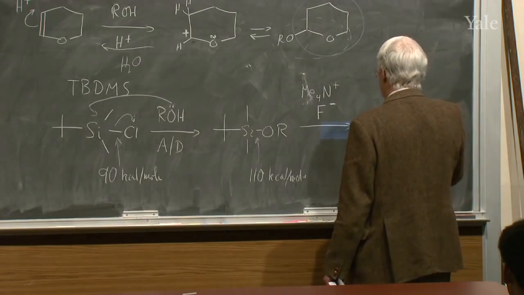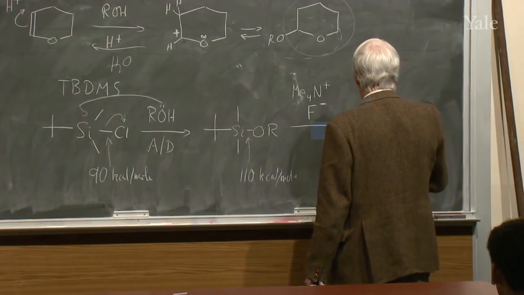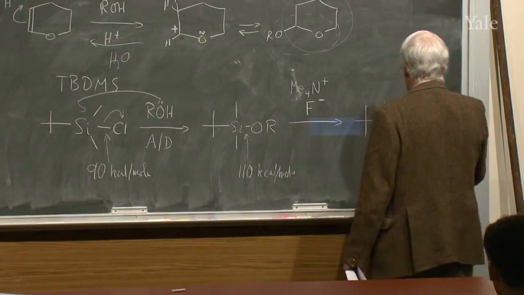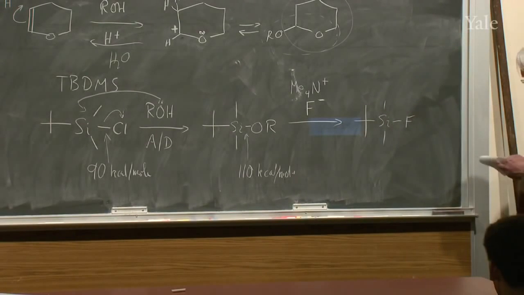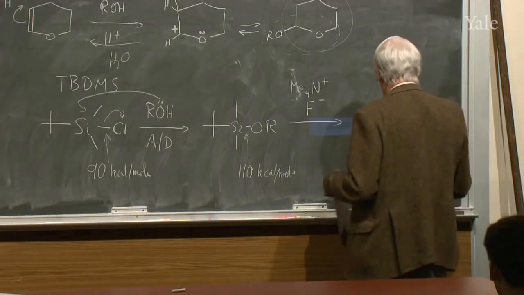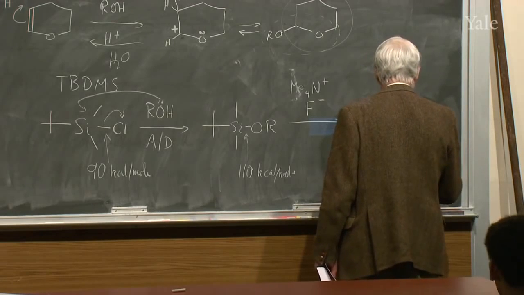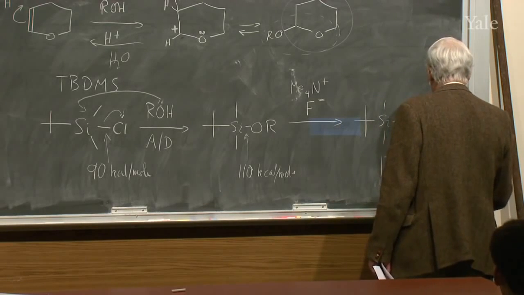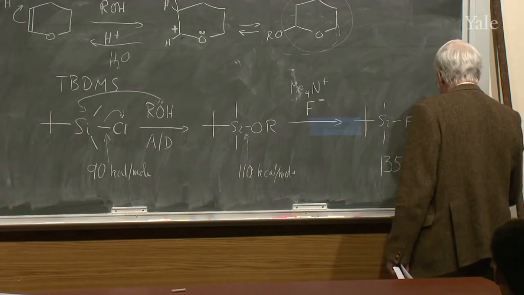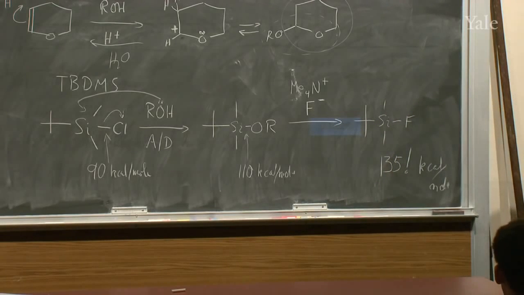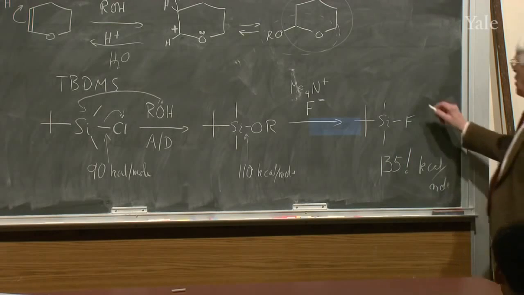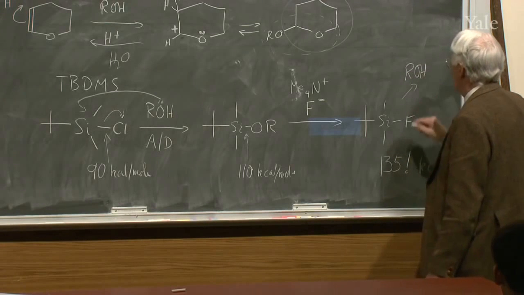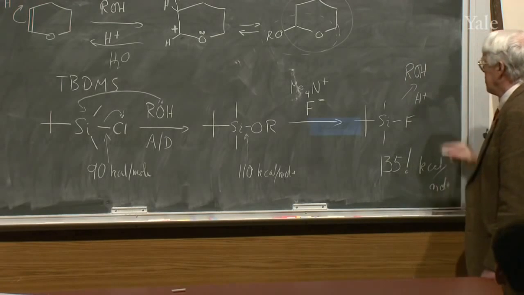So this is the nice thing, the product from the silicon, which you don't really care about, is the SiF, and the SiF bond is a fabulous bond. It's 135 kcals per mole. Right? So plus now your ROH once you've protonated. Right?